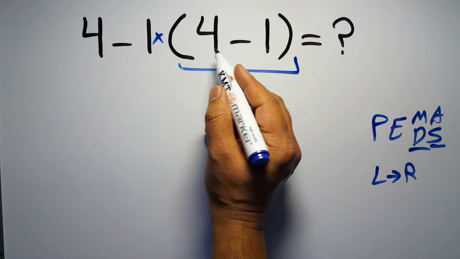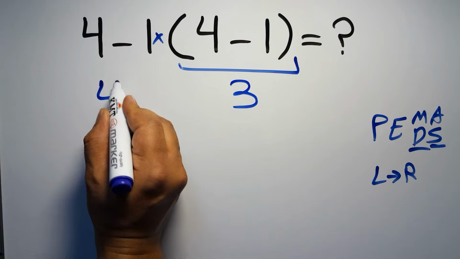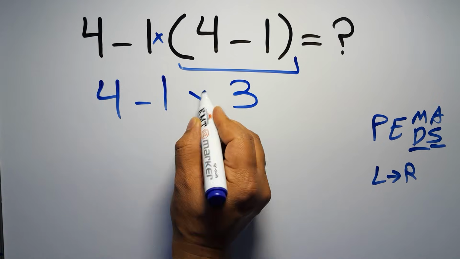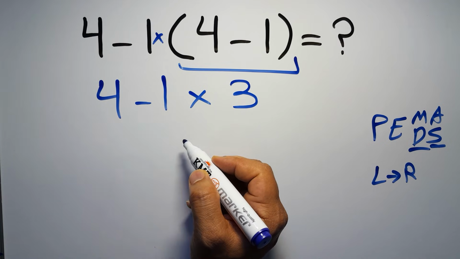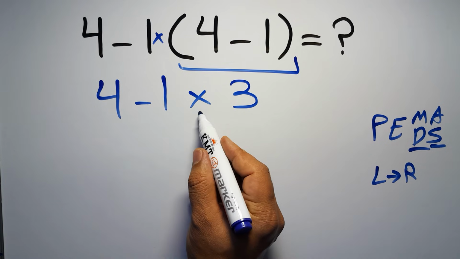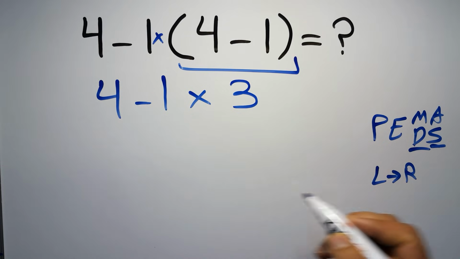Inside this parenthesis we have 4 minus 1 which equals 3. So 4 minus 1 then times 3. Now we have one subtraction and one multiplication. According to the PEMDAS, multiplication has higher priority than subtraction because multiplication comes before subtraction.